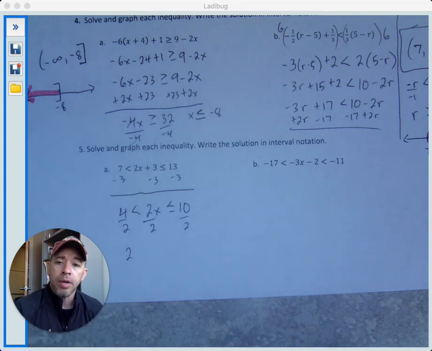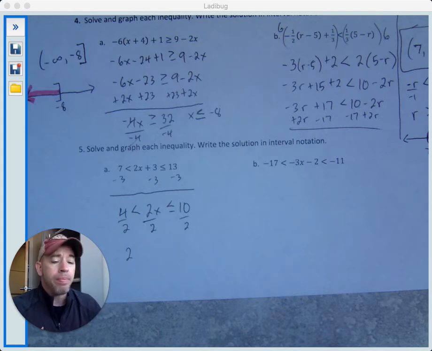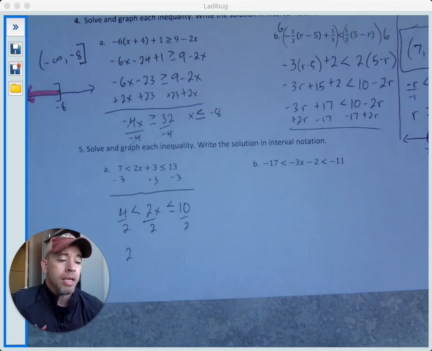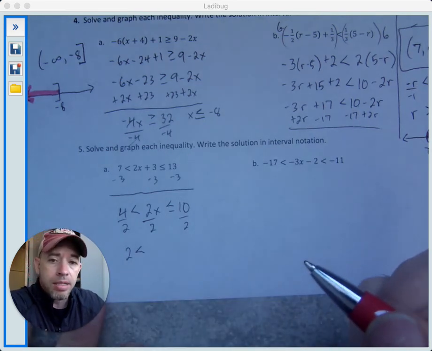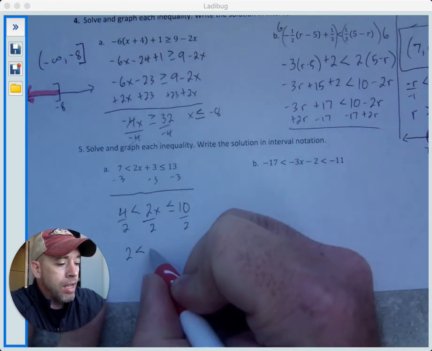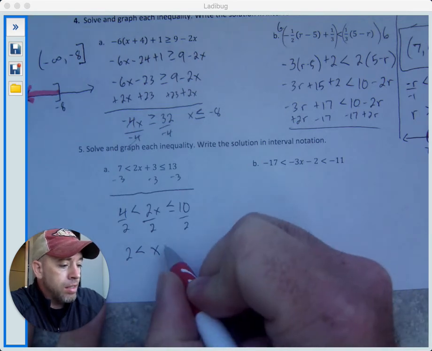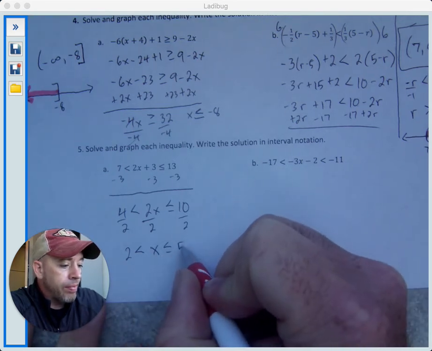Do we have to flip the inequality signs? Hopefully you said no, because we didn't divide by a negative here, we divided by a positive, right? The only time you would have to flip the inequality sign is if you divide or multiply by a negative number. Since we didn't do that, the inequality signs stay the same. 2 is less than x is less than or equal to 5.